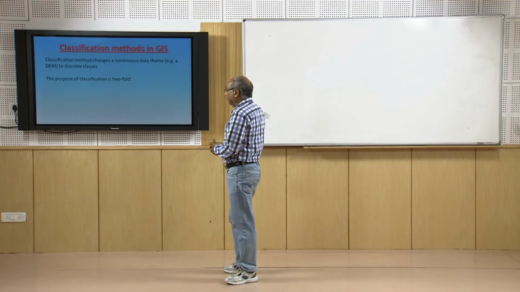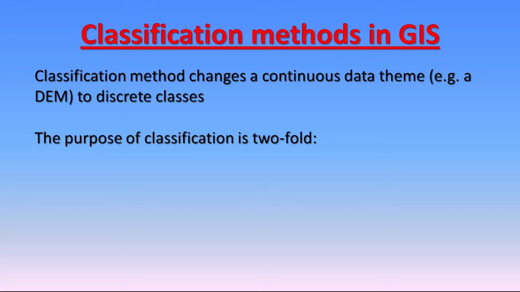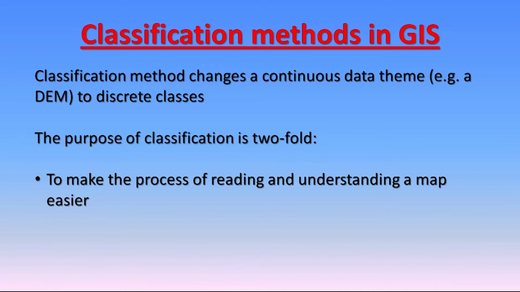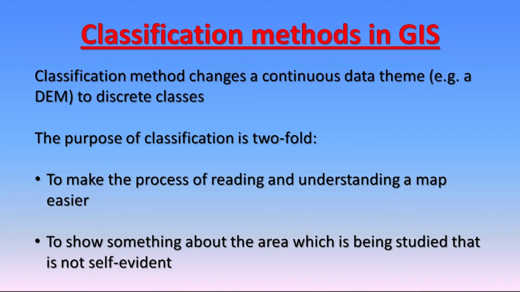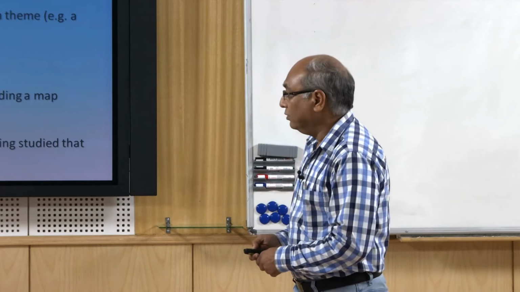As I have mentioned, the purpose of classification in GIS is first to make continuous data into discrete data, so that it becomes easier for reading and understanding a map, and to show something about the area being studied that is not self-evident. Sometimes you would like to hide certain things, highlight certain things, and de-emphasize something, and for that purpose also classification can be used.